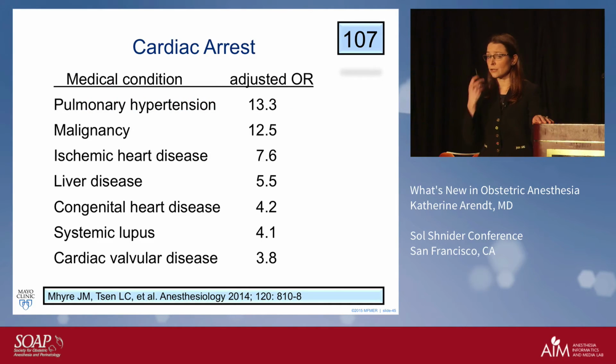What were the medical conditions that women had that increased their likelihood of arresting in this population? Pulmonary hypertension, adjusted odds ratio of 13. Be very scared when they come into your labor and delivery unit. Malignancy, ischemic heart disease, liver disease, congenital heart disease, lupus, cardiac valvular disease. Do you see a pattern? Cardiac, cardiac, cardiac, cardiac. You need to know how to take care of cardiac disease in pregnancy, because they are the women that are more likely to arrest when they come into your labor and delivery units.